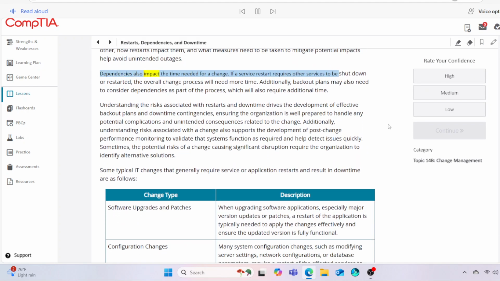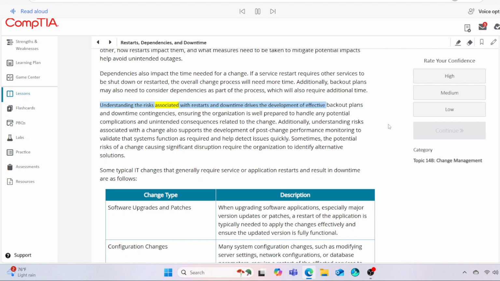Dependencies also impact the time needed for a change. If a service restart requires other services to be shut down or restarted, the overall change process will need more time. Additionally, backup plans may also need to consider dependencies as part of the process, which will also require additional time. Understanding the risks associated with restarts and downtime drives the development of effective backup plans and downtime contingencies, ensuring the organization is well prepared to handle any potential complications and unintended consequences related to the change.